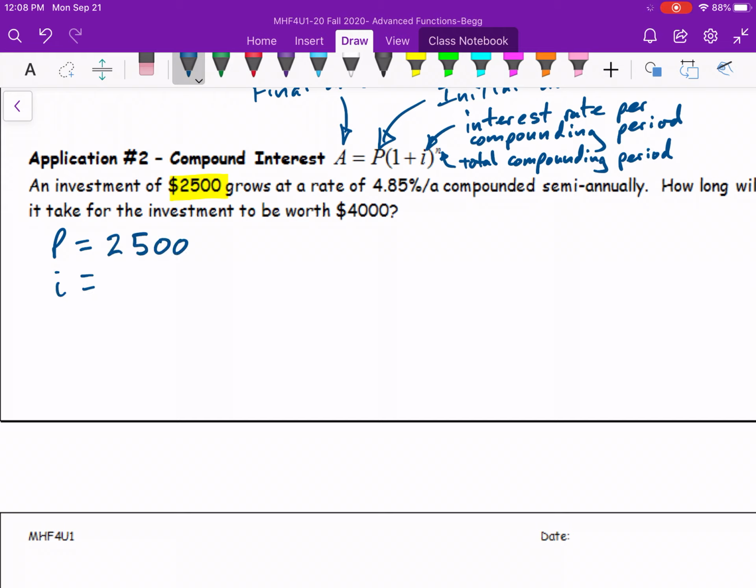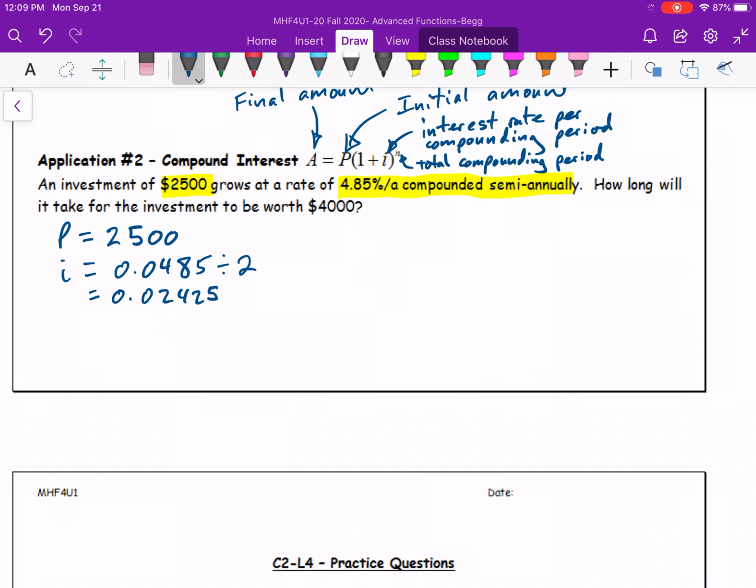I has to be calculated: 0.0485. So I change that percent to a decimal first of all, but it's semi-annually, which means twice a year. So we're only going to do half of this for each compounding period. Each 6-month period will get half of 0.0485, which is 0.02425 as my I value. And n is what we're actually trying to find, at least in the short term.